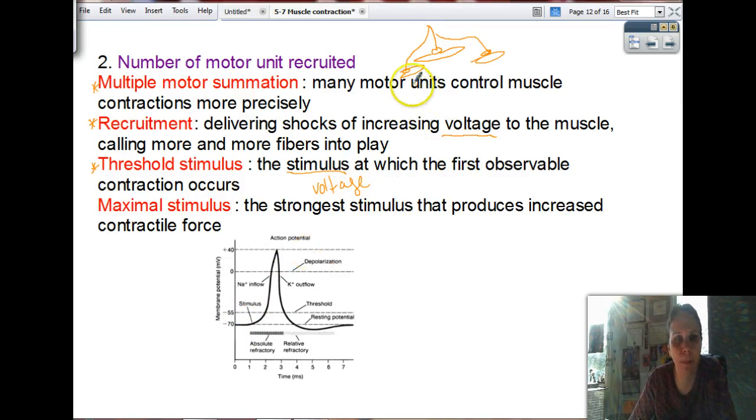contraction to go. Then we have maximal stimulus, which means it's the strongest voltage at which I can get my muscles to contract. So there's a point where, if I zap it with, say, 20 millivolts, it's going to contract. If I do 30 millivolts, it's going to go higher. But then there's a point where if I do 100 millivolts, it's still only going to go as high as my highest one's going to allow. So that's a maximal stimulus.